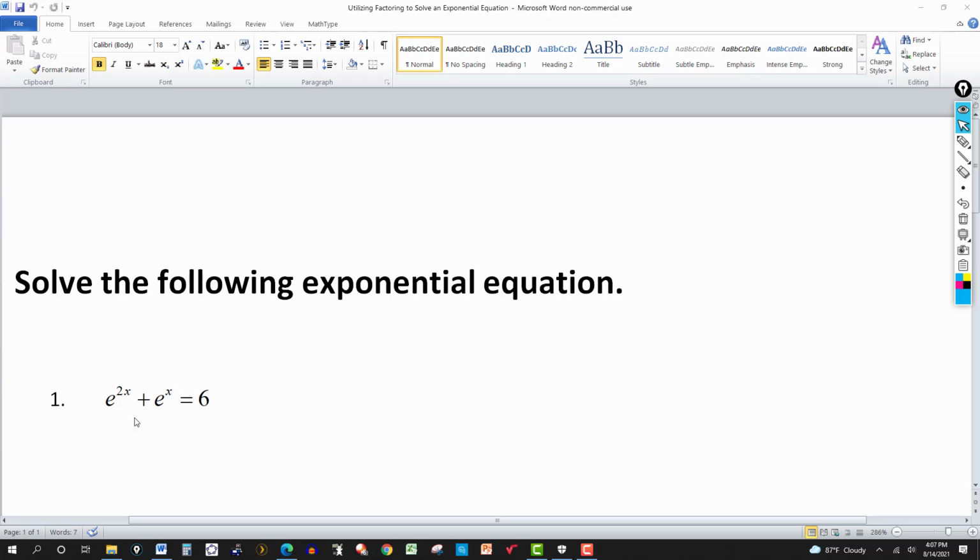Now if you look at this one here, we have e to the 2x plus e to the x is equal to 6. So we have different exponents here. The base is the same, but we can't isolate one of these. So what we can do here is write this as e to the 2x plus e to the x, and then add minus 6 to both sides to make one side 0 here.